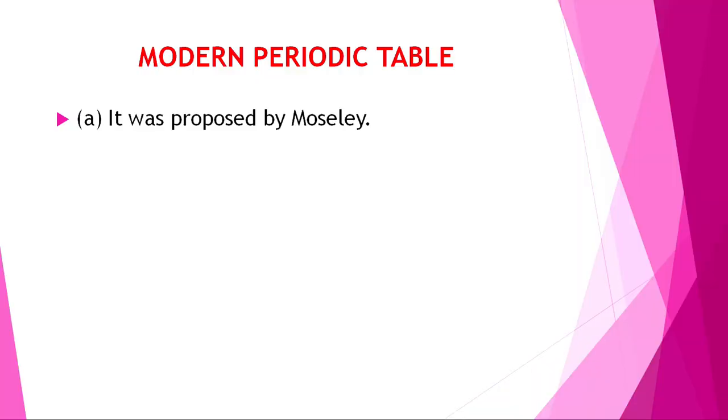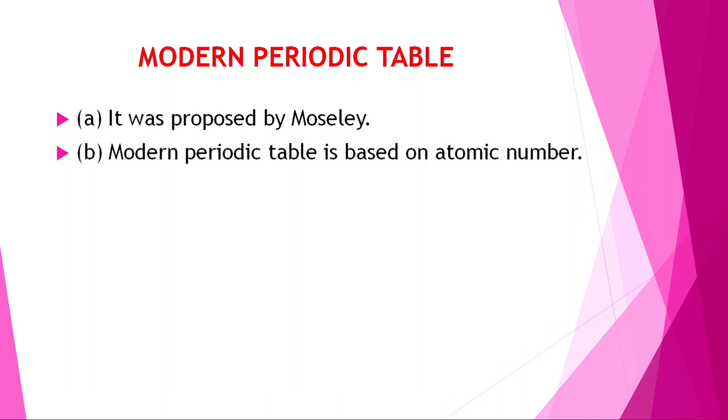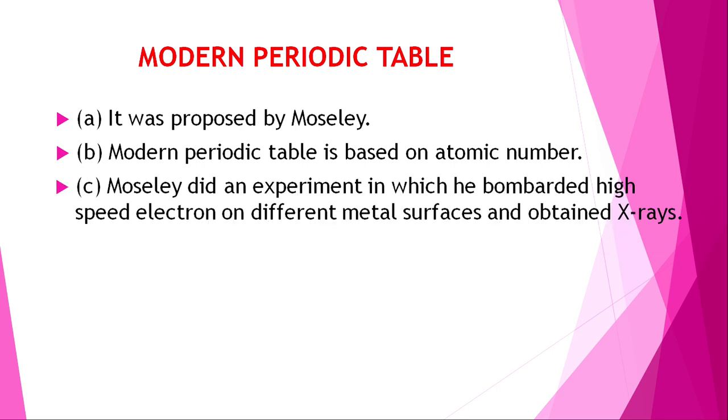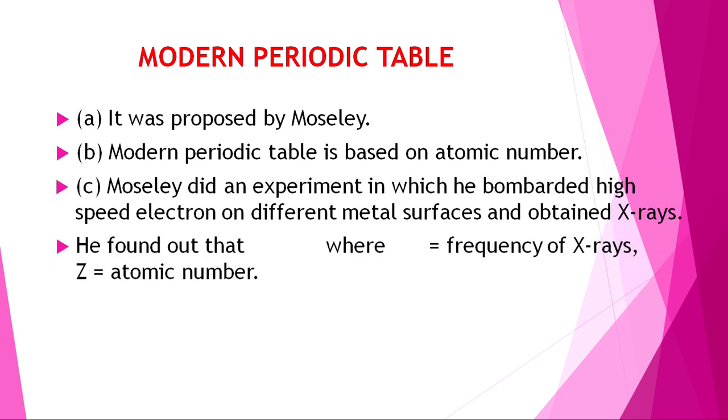The modern periodic table was proposed by the scientist Moseley. And this periodic table is based on atomic number. He performed an experiment in which he bombarded high-speed electrons on different metal surfaces and obtained X-rays. So he found that if we take the square root of the frequency of X-rays which were obtained, it was directly proportional to the atomic number. He made two graphs.